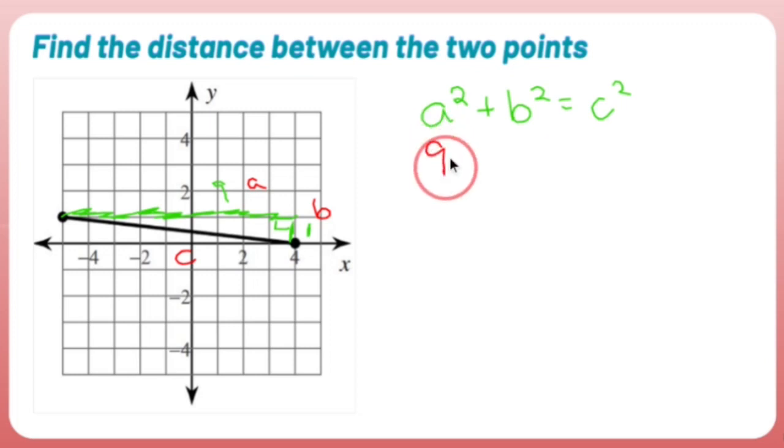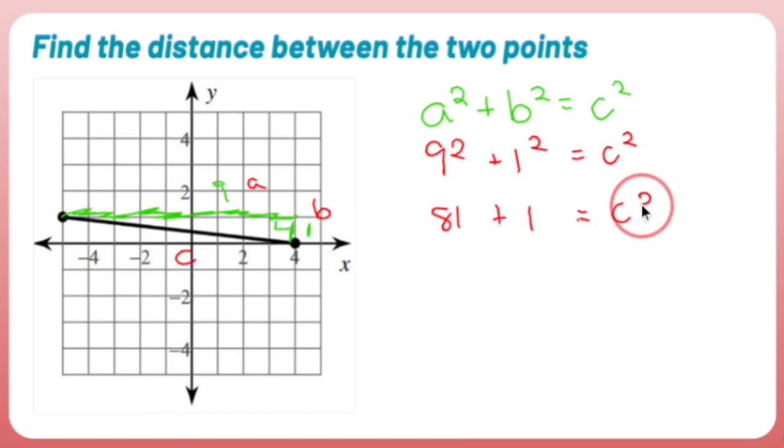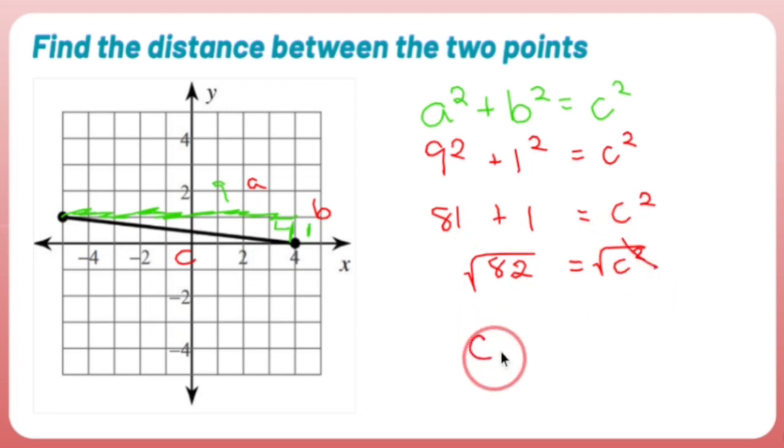So when I plug it in, I have 9 squared plus 1 squared equals C squared. I have to get C all by itself, but first I can do a little bit of PEMDAS over here. So 9 squared is 81. 1 squared is, let me get out my calculator, 1 times 1 is 1, and then that still equals C squared. 81 plus 1 is 82. That equals C squared. Square root both sides. Remember, if I want to undo a square, I square root both sides. And so C equals the square root of 82.